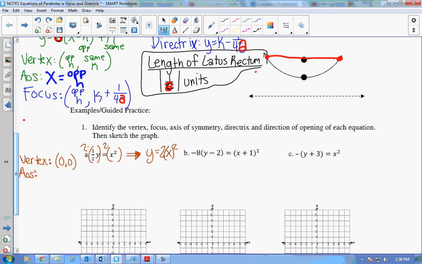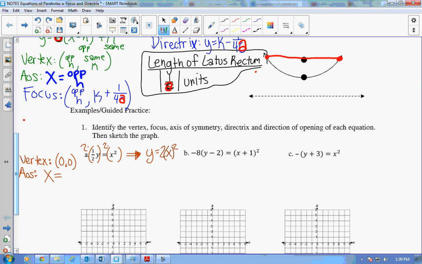Here's my axes. I slice vertically. Which axis do I slice through? The x-axis. That's why axis of symmetry is x equals. It gets confusing sometimes if you do x or y. So I just think, well, which axis is it cutting through? If it cuts into the x-axis, it's x equals. If it cuts into the y-axis, it's y equals. Okay?